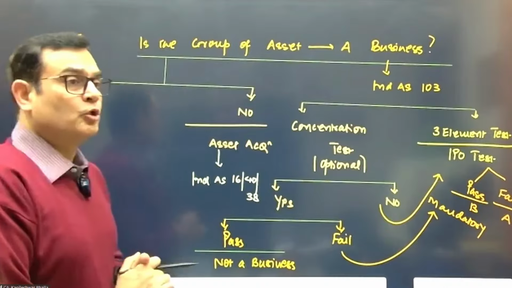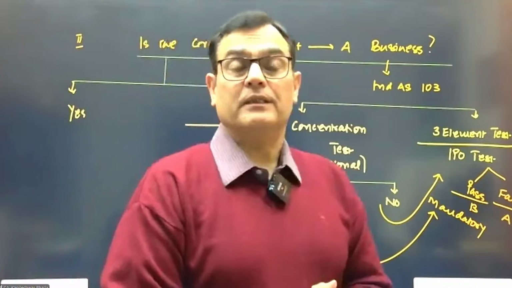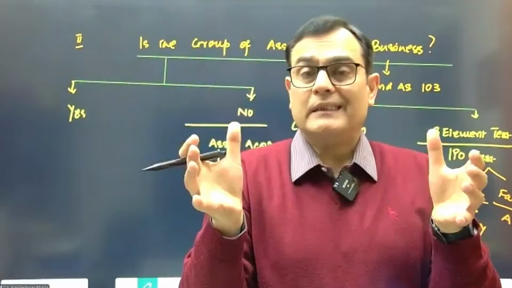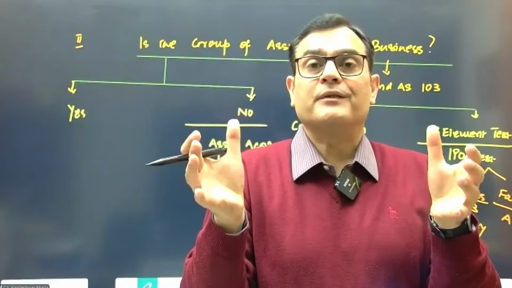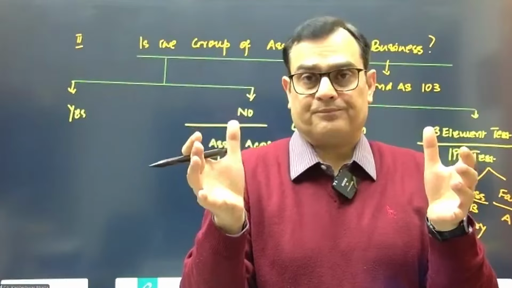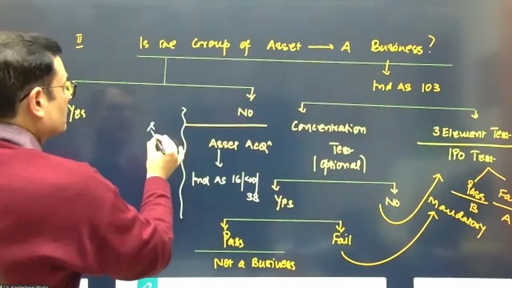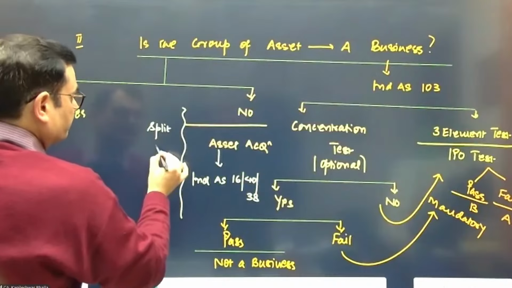Once the group of assets is acquired for paying a consolidated consideration, split the consideration between the individual assets in the ratio of relative fair value. So in this particular case, what you need to basically do is split the purchase consideration.